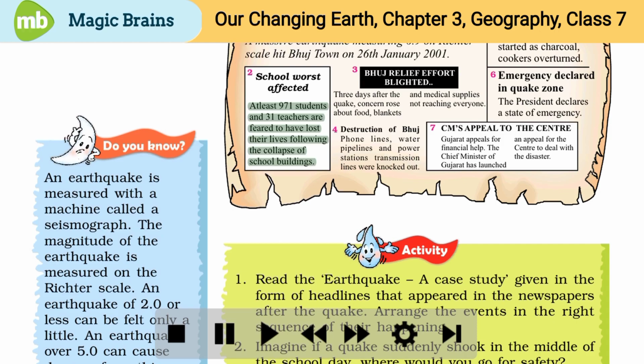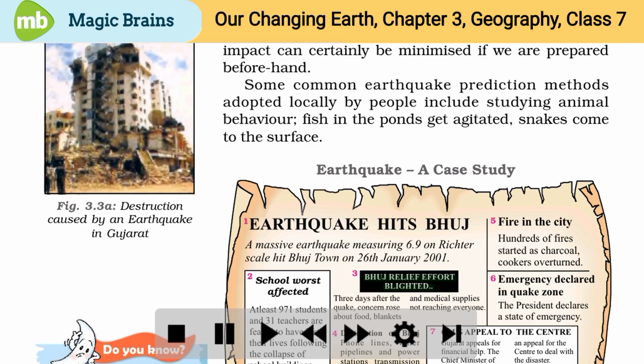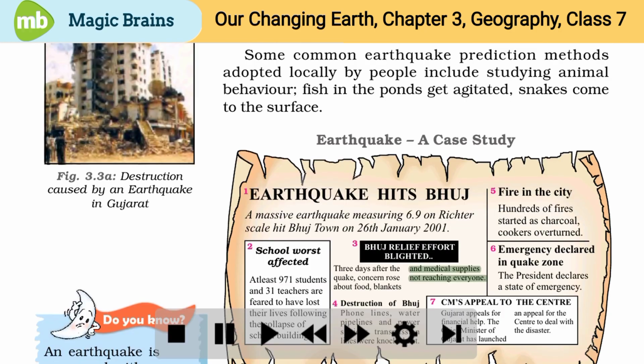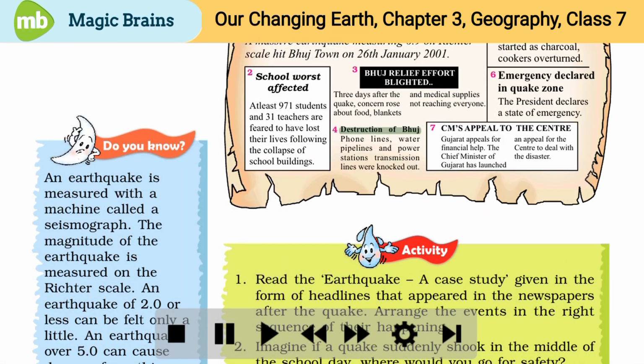2. School worst affected. At least 971 students and 31 teachers are feared to have lost their lives following the collapse of school buildings. 3. Bhuj relief effort blighted. 3 days after the quake, concern rose about food, blankets and medical supplies not reaching everyone. 4. Destruction of Bhuj. Phone lines, water pipelines and power stations transmission lines were knocked out.